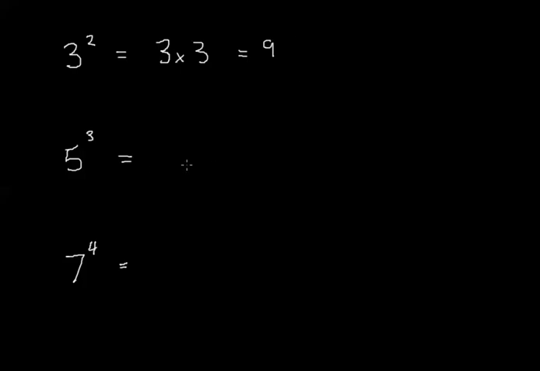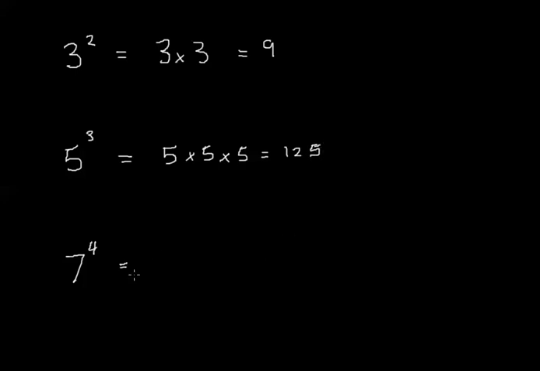which means it's equal to 9. This next one here, we've got a base of 5, so you write that number firstly out, and we can see that it's timesing by itself 3 times. So it's 5 times 5 times 5, which equals 125.